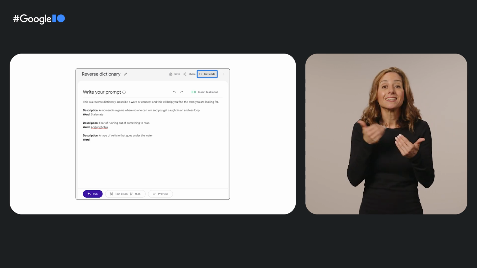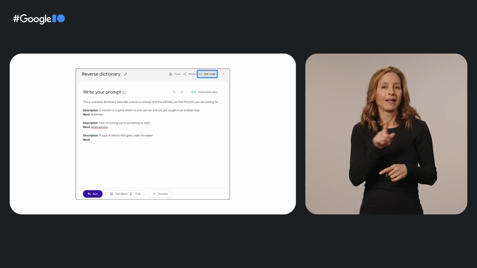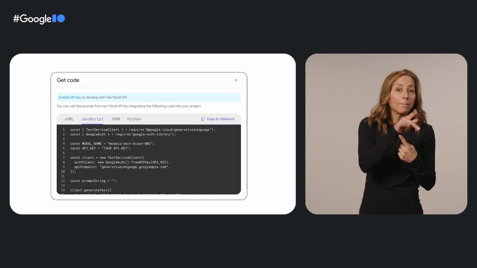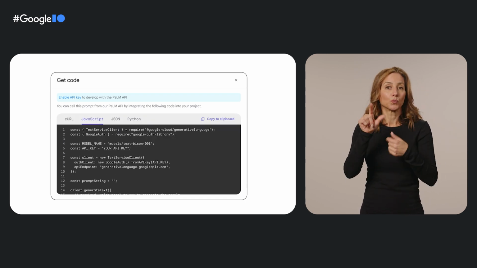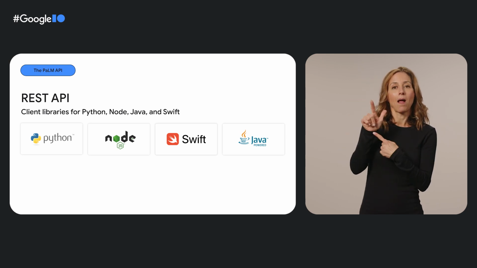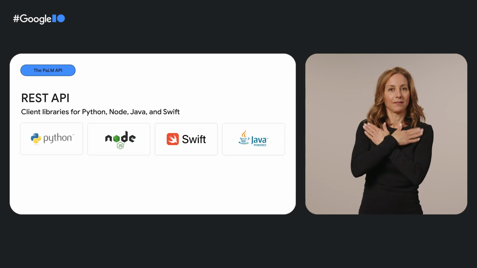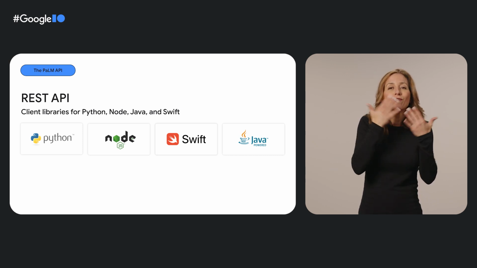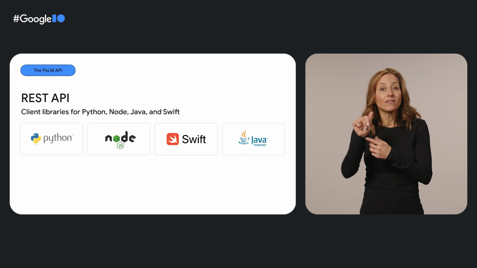The easiest way to start developing is by clicking on Get Code. And right off the bat, you can see code examples for Python, JavaScript, and command line tools like curl. That's because the PaLM API is a REST API, and you can call it directly if you like, or even better, you can use one of the user-friendly client libraries for Python, JavaScript, Java, and Swift.